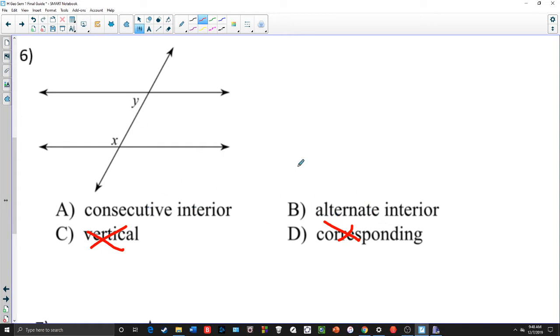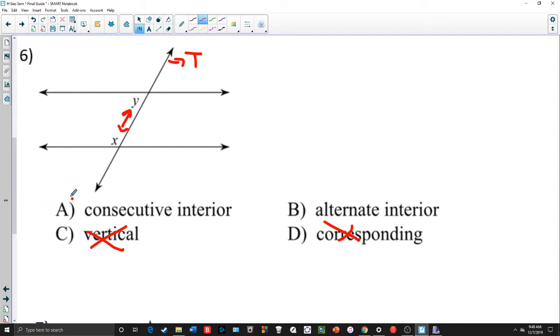Alternate means they're on different sides of the transversal, which means that if X is on the left side of the transversal, which is the line that's cutting through the 2 other lines, so this right here, this is our transversal. If X is on the left side, then Y would have to be on the right side in order to be alternate interior, because then they'd be on different sides or alternate sides, and they'd be inside the 2 lines, so it'd be alternate interior. Unfortunately, Y is not. Y is on the same side as X, so Y and X are both on the left side of the transversal.